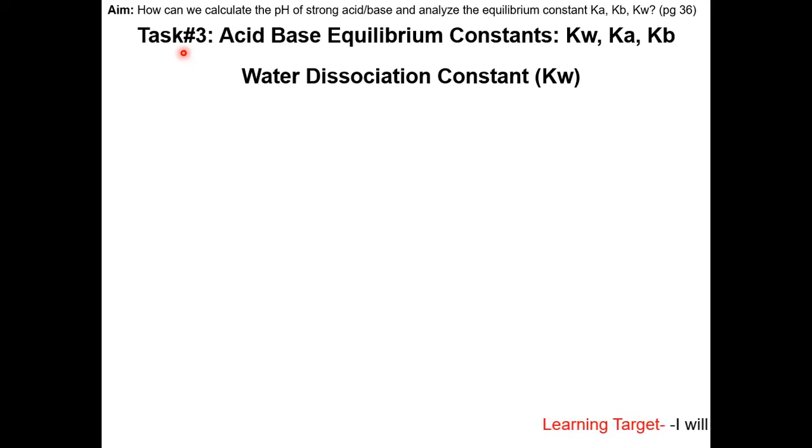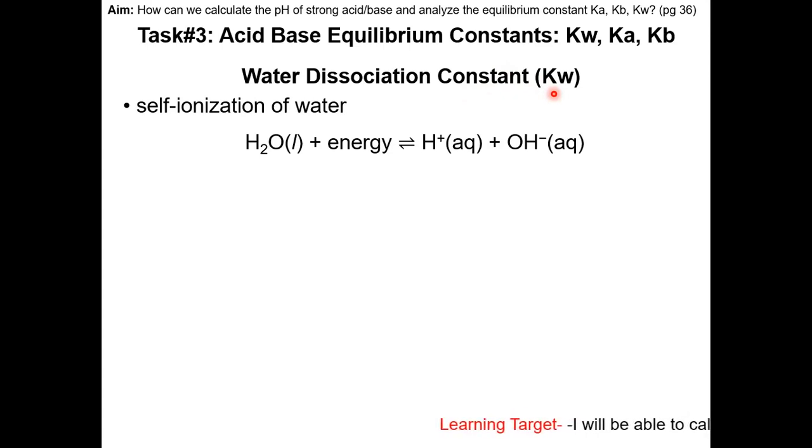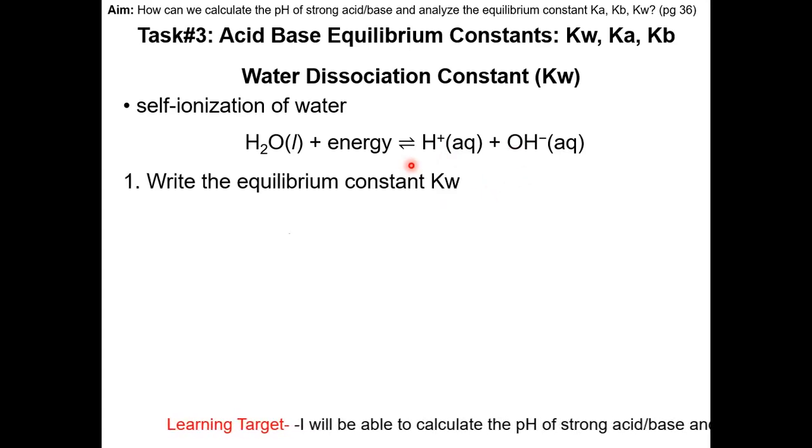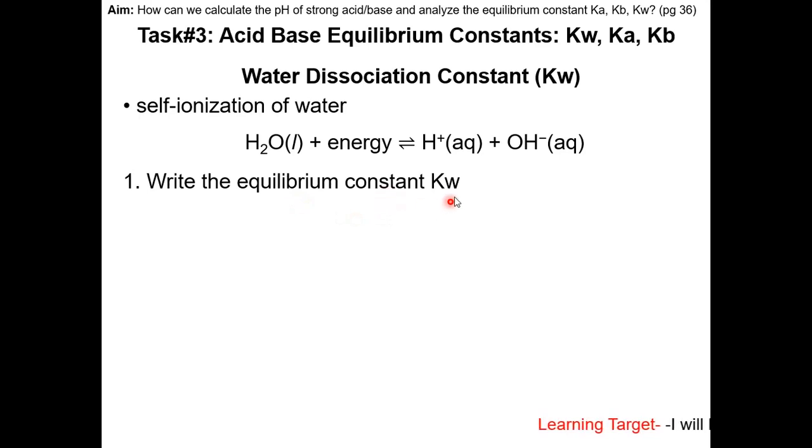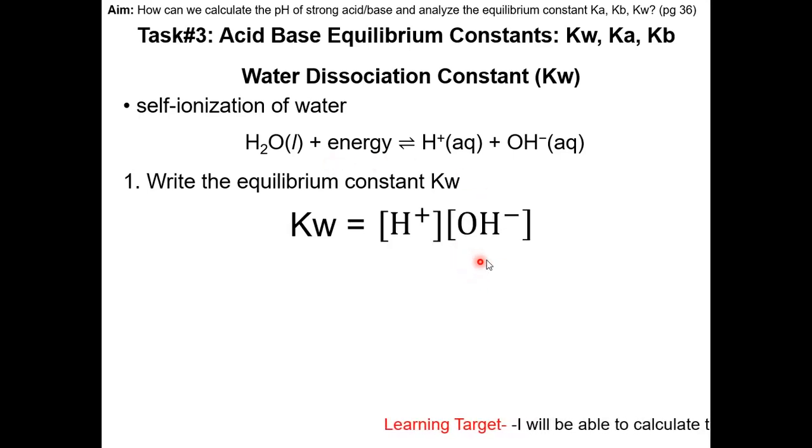For task number 3, the water dissociation constant Kw refers to the self-ionization of water. In this equation, when water absorbs energy, it will dissociate into hydrogen ion and hydroxide ion. This exists in equilibrium. So to write the equilibrium constant Kw based off this equation, Kw is equal to the concentration of hydrogen ion multiplied by the concentration of hydroxide ion. Notice that the concentration of water is left out because it's a liquid.